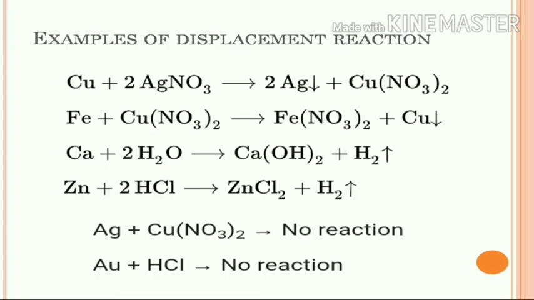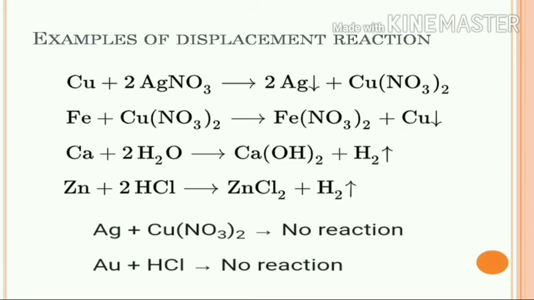See the first example. You may have seen in the activity series of metals that copper is more reactive than silver because copper is placed above silver. So copper can displace silver from silver nitrate to form copper nitrate and silver element. The same is the case with the second example, as iron is placed above copper in the activity series of metals. So iron is more active than copper, so it can displace copper from copper nitrate to form iron nitrate and copper. Now check the last two examples.